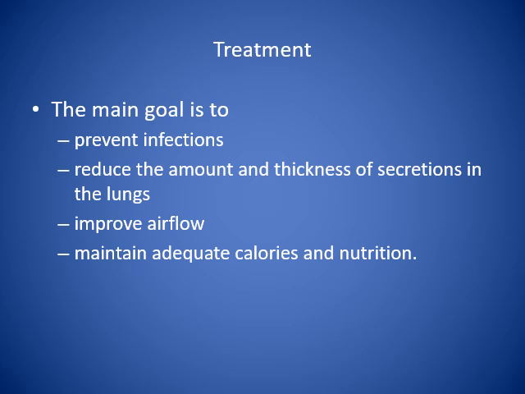Treatment. Maintain health. You want to prevent overall infections. Children with cystic fibrosis tend to pick up all kinds of different infections that you wouldn't normally see in the average population. So you also want to reduce the amount and thickness of secretions in the lungs. A lot of children have daily rituals of chest PT and saline inhalers to loosen up their lungs. You need to improve the airflow, so they'll have nebulizer treatments.